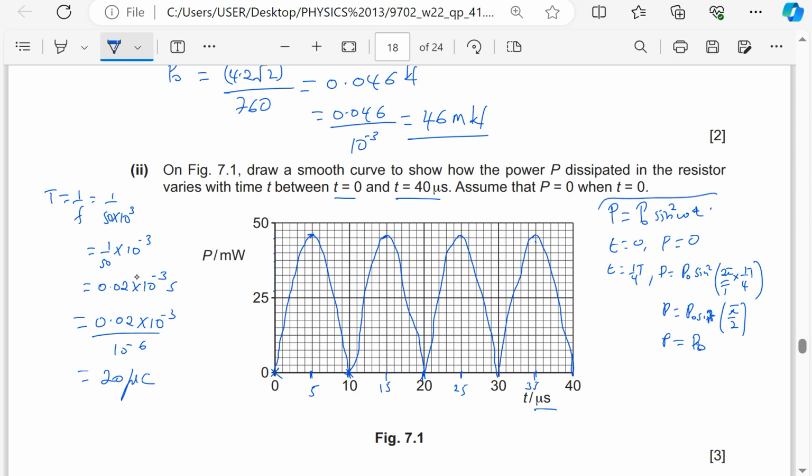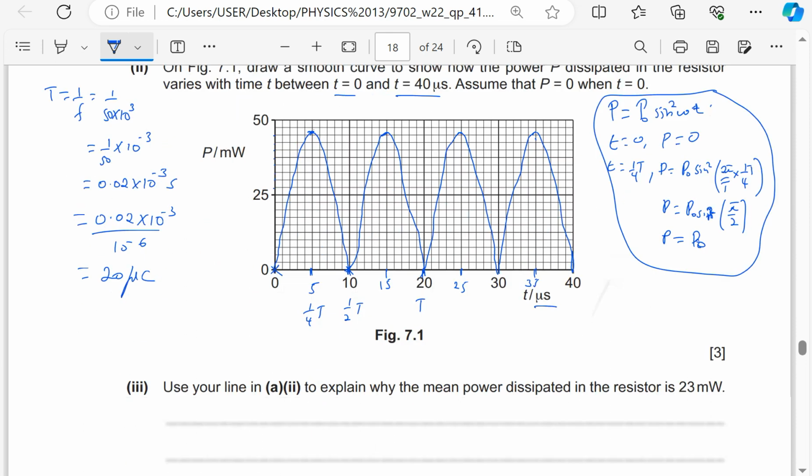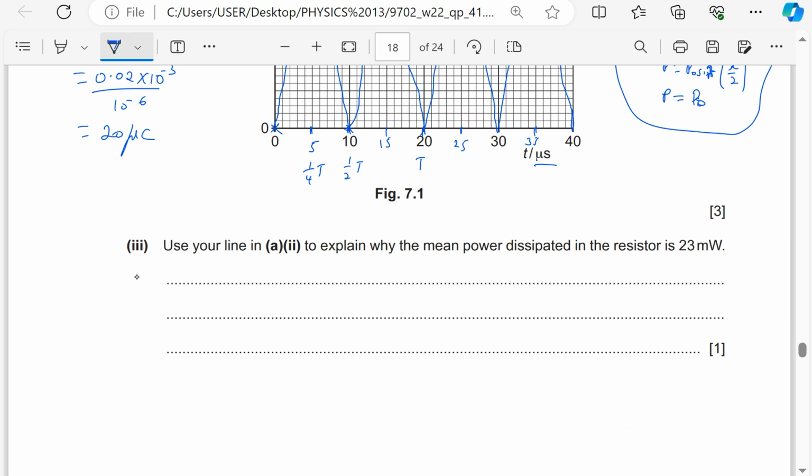If you want, you can verify by calculation by putting in half a period, because 10 is half a period. 5 was a quarter of a period. This is half of a period. 3/4, this is 1 period. So we have 2 cycles in here. Use your line in A Roman 2 to explain why the mean power dissipated in the resistor is 23 milliwatts.